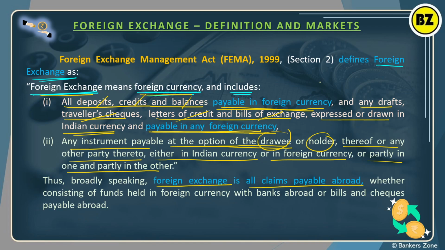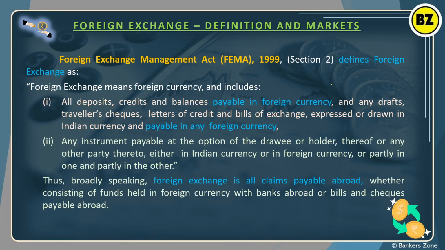So see, for example, if you have to pay rupees in the USA, if you have to pay dollars in the USA, so all the claims which you pay abroad, whether it is a home currency or a foreign currency, but you have to pay abroad, that is nothing but foreign exchange. So simply, what is foreign exchange? You don't need to worry about the terms, like for example, what?